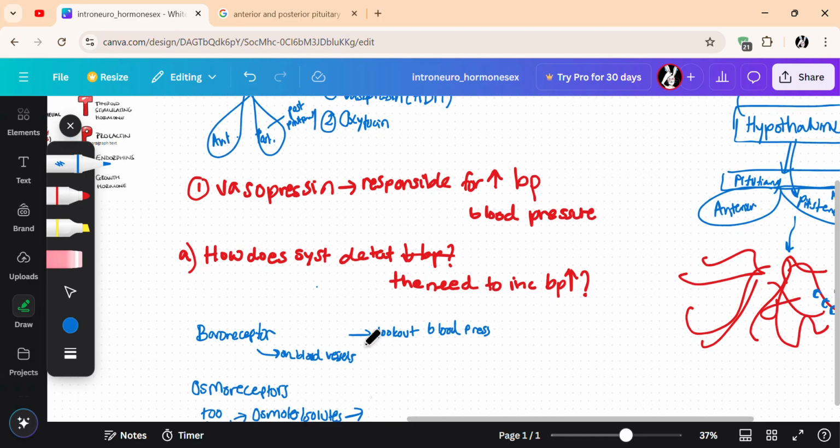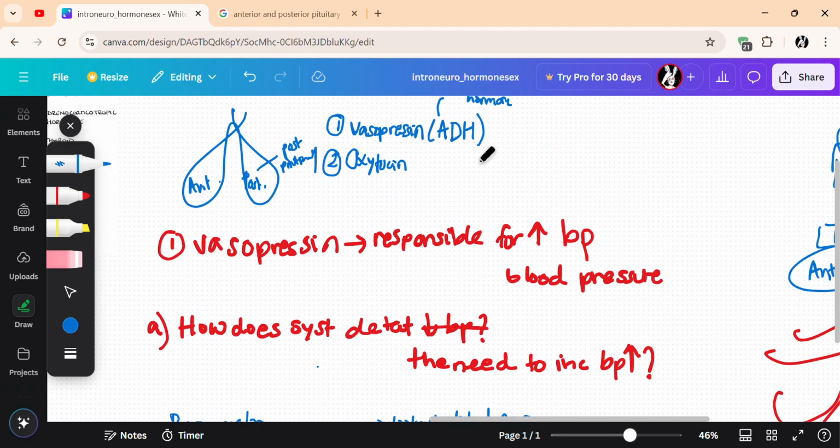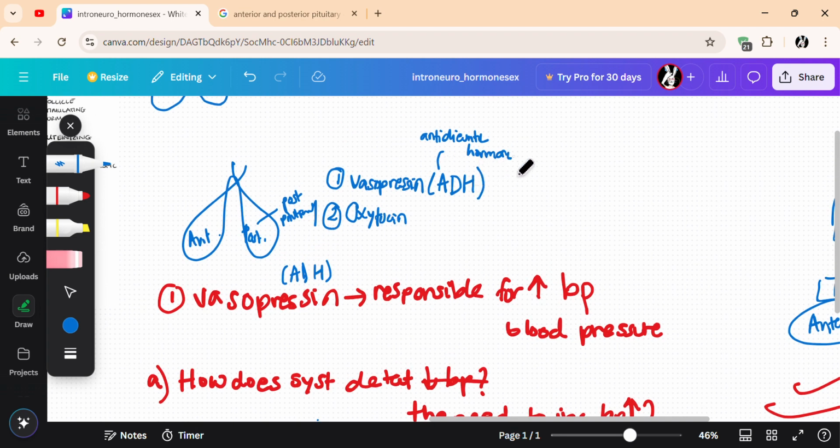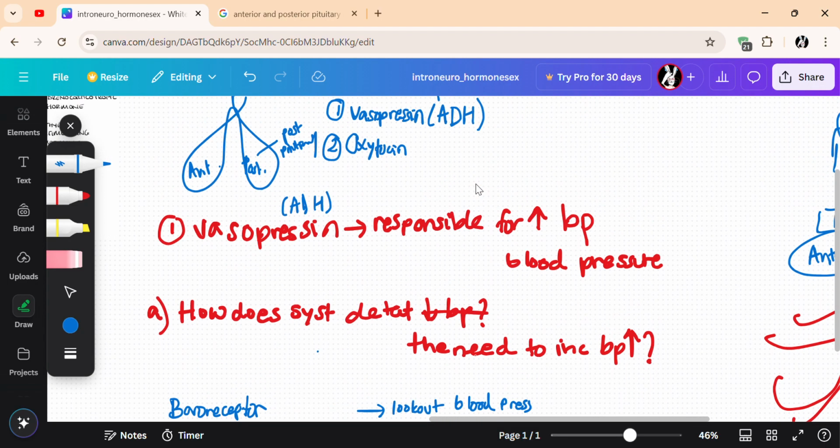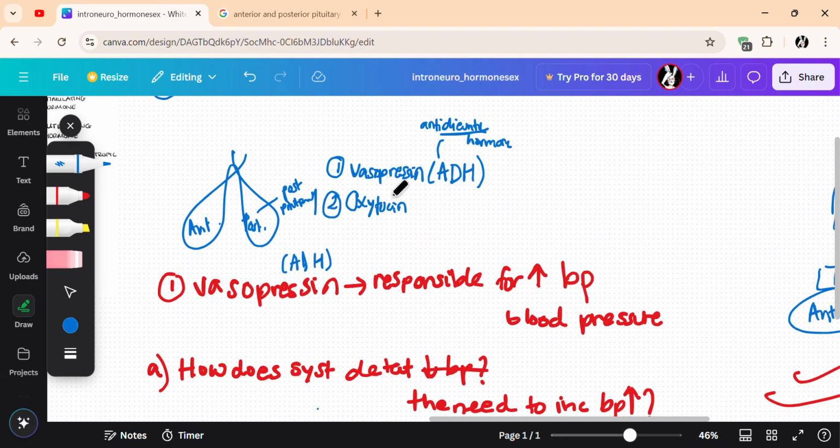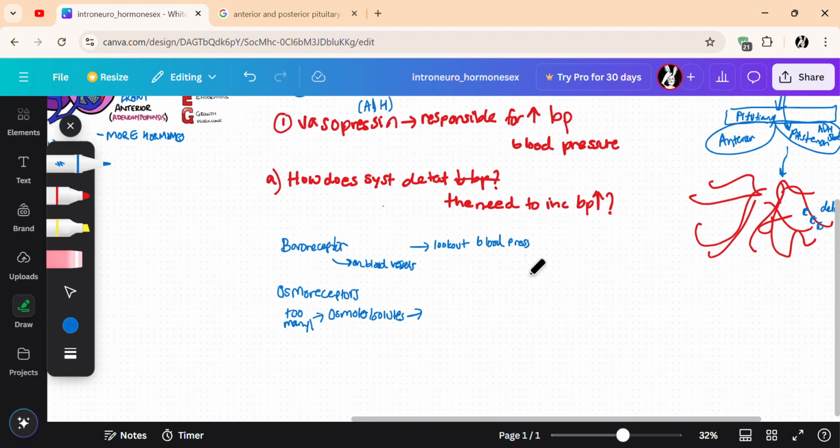Too many osmotes and solutes. And remember, another name for vasopressin is actually ADH. And like we said, ADH stands for antidiuretic hormone. So diuretic alone means urination, so antidiuretic would mean to stop urination hormone. As the name suggests, what this hormone essentially does is it stops or decreases water output of the kidney, so it takes in water instead of releasing it for excretion.